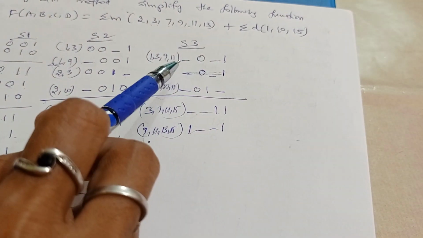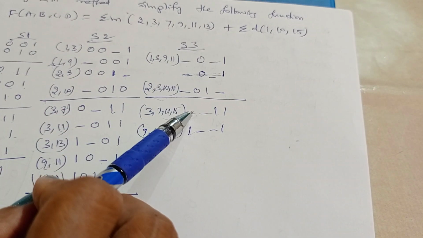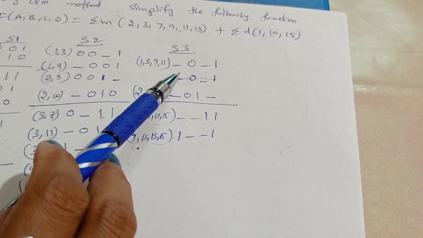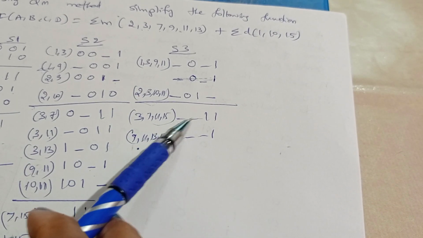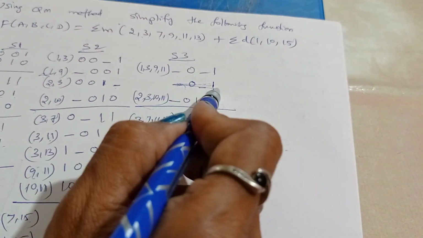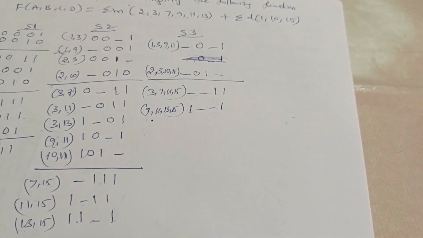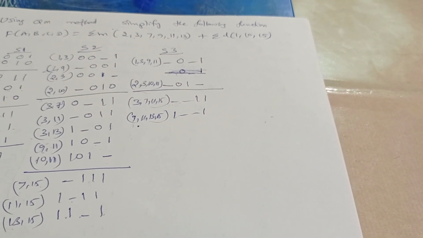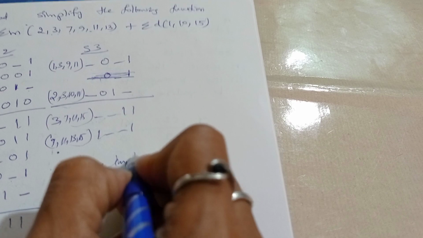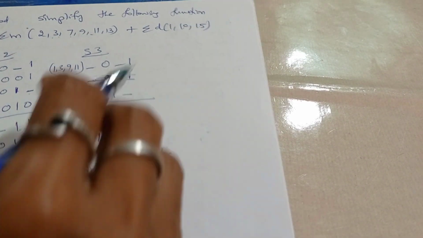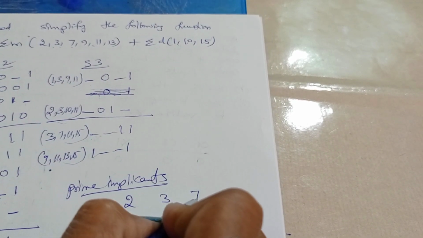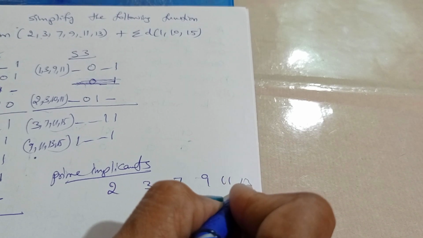Now again compare. Any possibility is there, we can again go for stage 4. But here hyphen first position and second position it is not existing. Next second and third position not existing. So stop this process and find the prime implicants by using the prime implicant chart. For prime implicants, no need to consider the don't cares. Only write this. That is 2, 3, 7, 9, 11, 13.